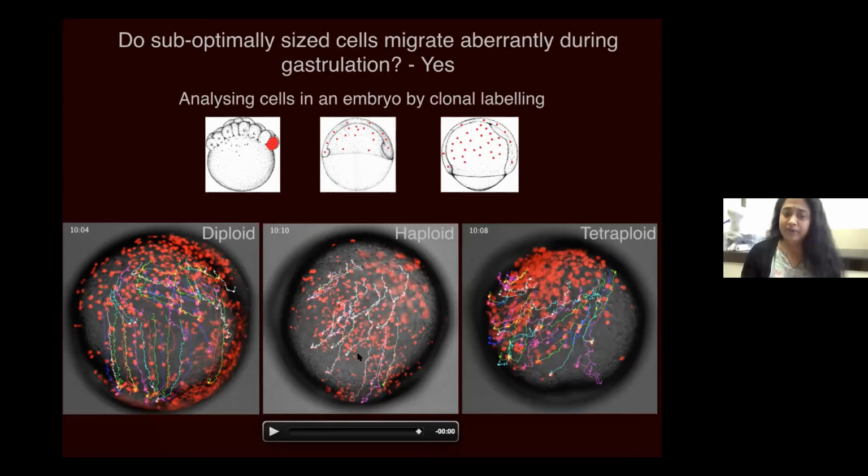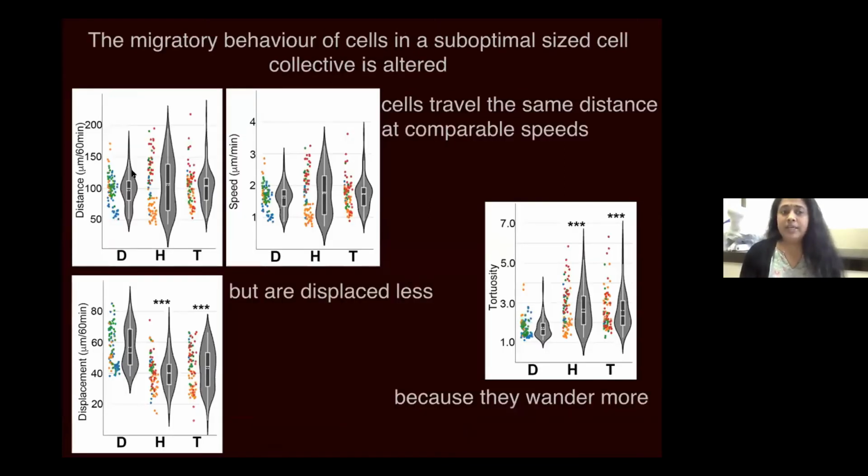And when we quantified these parameters, each colored dot is a different embryo from which cells have been quantified, and we are showing the distribution of these cells for 4 different parameters. So we calculated the total distance a cell has traveled and the speed at which it traveled. We calculated the total displacement, that is the total change in net position from point A to point B. And the tortuosity. Tortuosity is distance over displacement. If it is 1, it means that they traveled in a straight line.